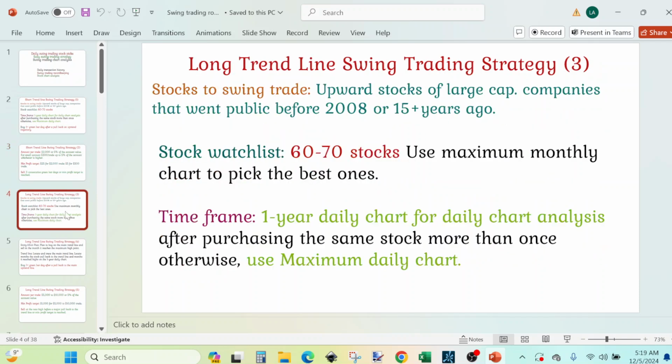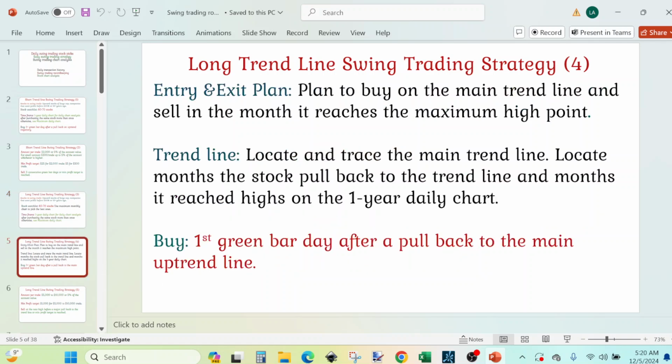For the long-term swing trading strategy, we are still going to work with the same stocks. We have our 60 to 70 stocks, but we can use the maximum monthly chart to pick the best one out of them if we choose to. And we'll use the 1 year daily chart for daily chart analysis after purchasing. Use the maximum daily chart to see the trend. Is it not going to change?